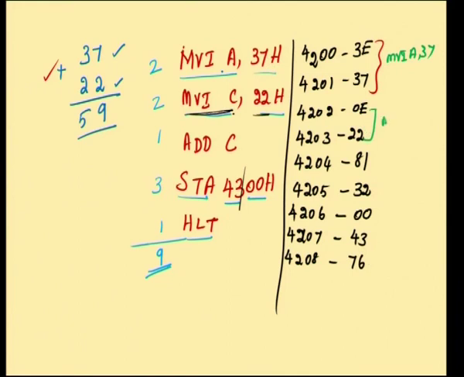These two address for MVI C comma 22. This is for add C. These three for STA. This is for STA. This is for address. Then this is halt.